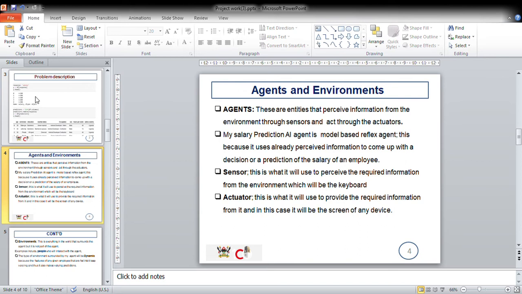This time around, the environment will be the keyboard. The sensors will be the keyboard from which the employee types or inputs his information. Then the actuators will be used by the model to provide the required information. That will be the salary, the estimated salary for that employee. And in this case, we shall use the screen to display the salary that is predicted by the agent.